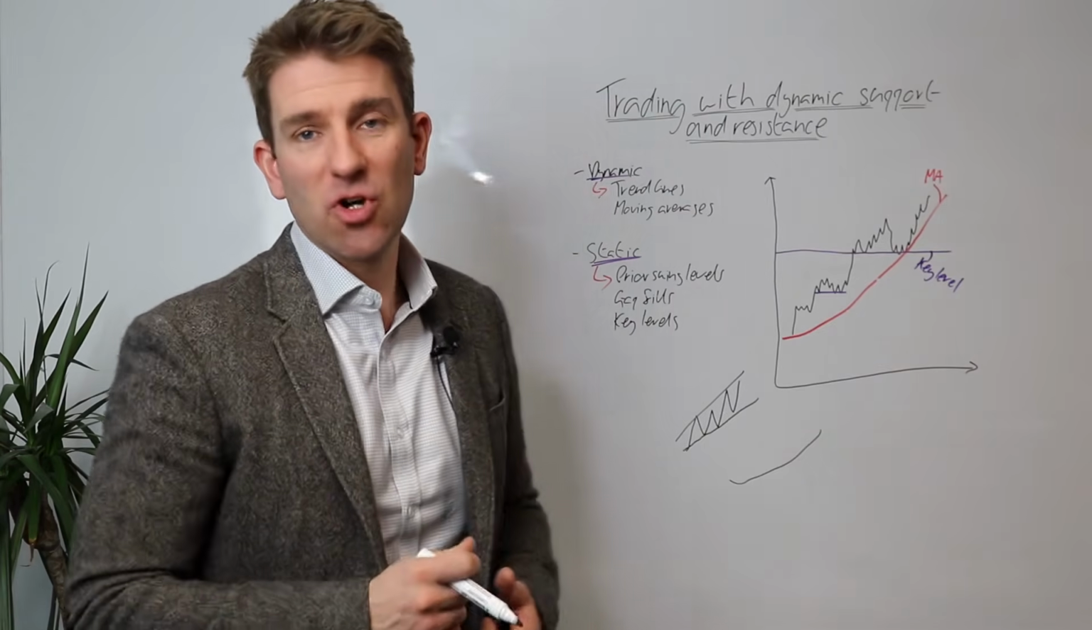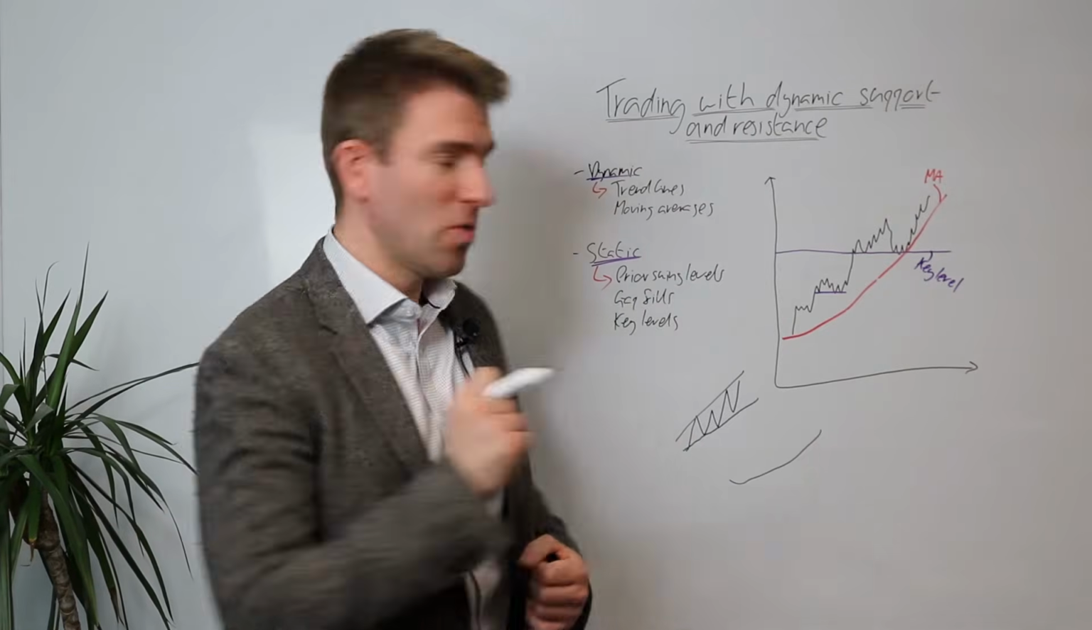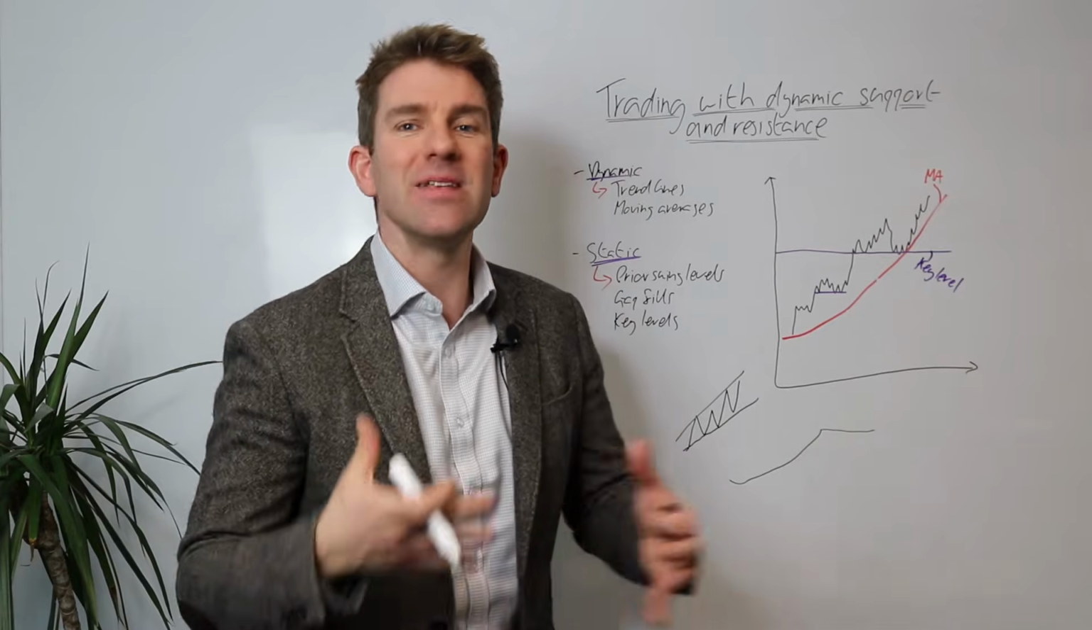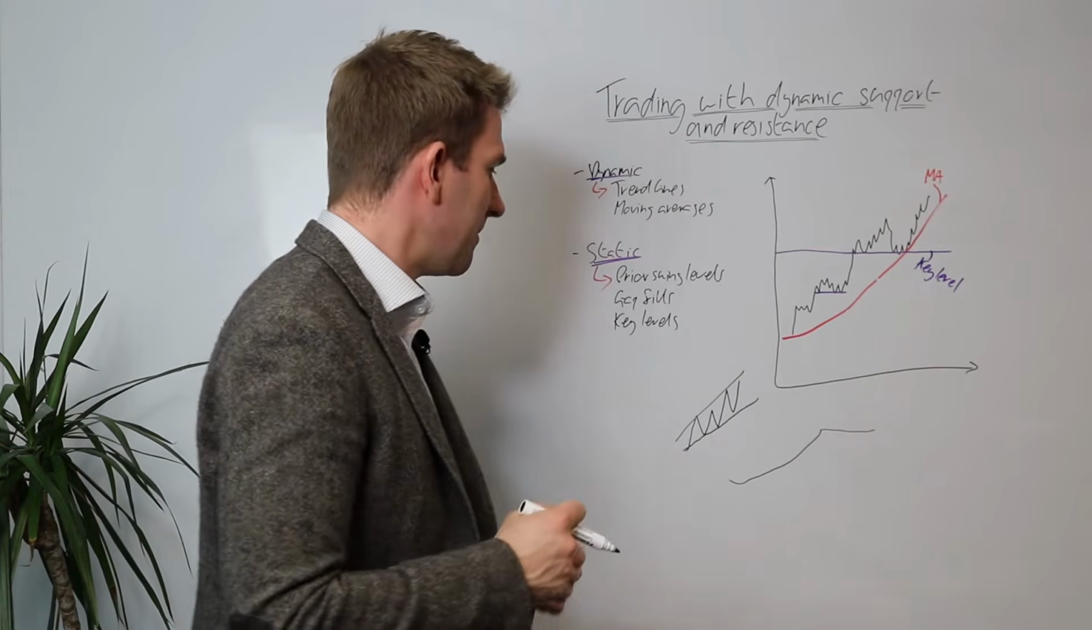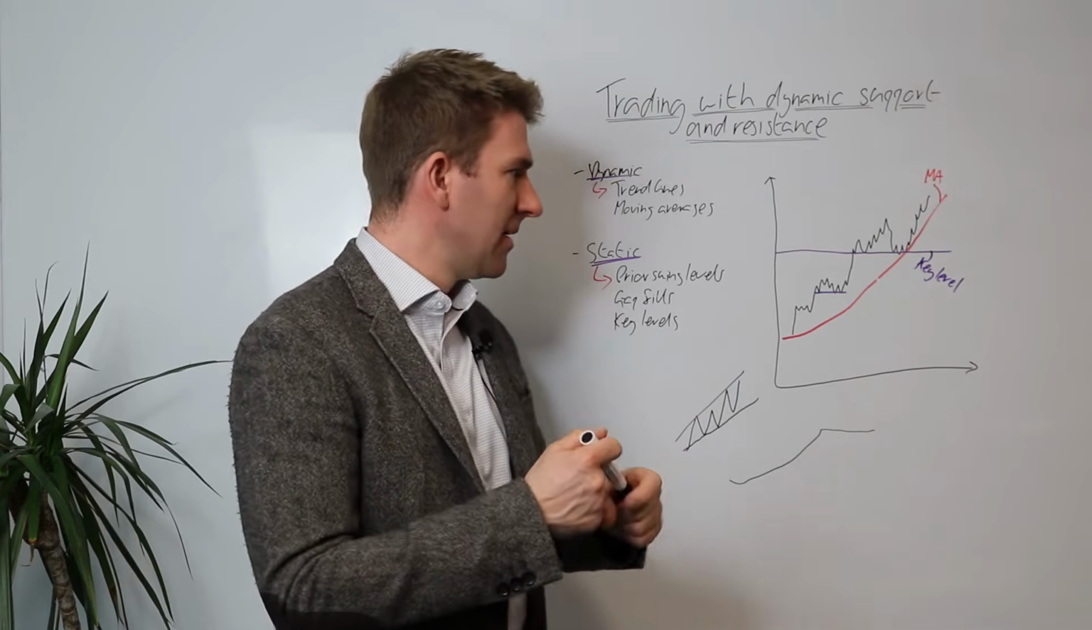Except, I know one of you is going to comment and say, well, if we're in a range bound condition and we're stagnant, the moving average will be flat. Yes, you're quite right. Under some circumstances, you might get a flat moving average, but it's still going to be changing very, very slightly. So we've got trend lines, moving averages. There's some examples of dynamic support and resistance.